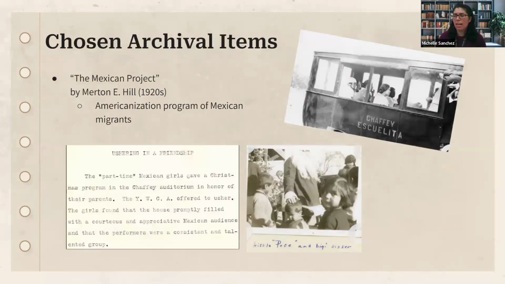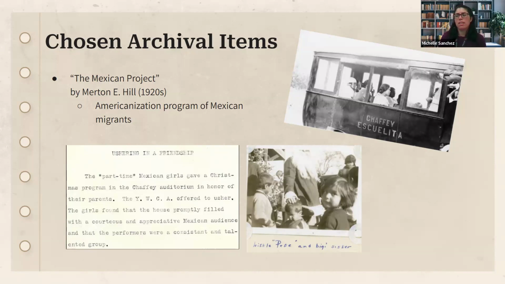So the main one that I used, this is a draft of a report that was later published. It was called the Mexican Project. It was written by Merton E. Hill in the 1920s. He was, I think, our first superintendent of the Chaffey district at the time. And this was all about an Americanization program of Mexican migrant workers.